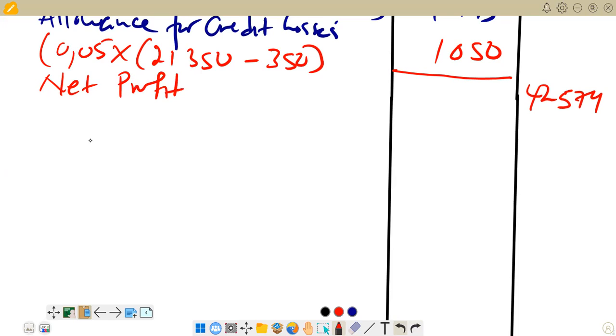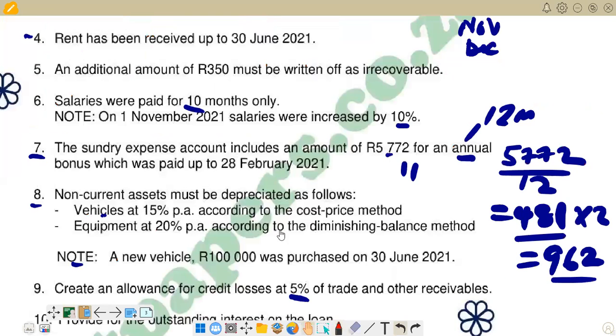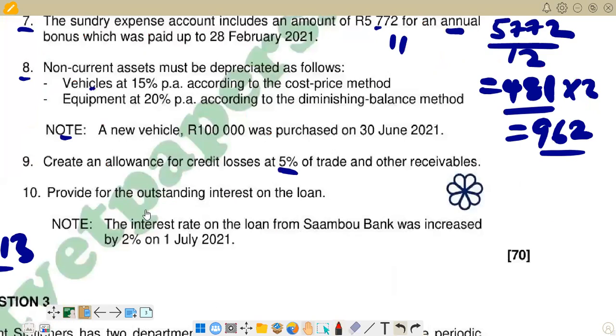Then after that, now we are supposed to adjust for the finance cost. So we say less finance cost. That's where we're going to put our interest. Less finance cost. So for our interest now, we are going again to the question to check what information do we have in terms of our interest. We can go down here. We see that the issue of interest on item 10 provided for the outstanding interest on the loan. The interest rate on the loan from Sambao Bank was increased by 2% on 1 July 2021.